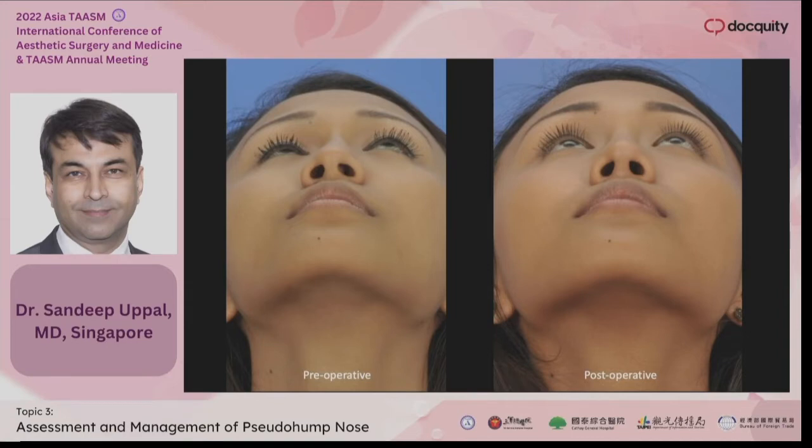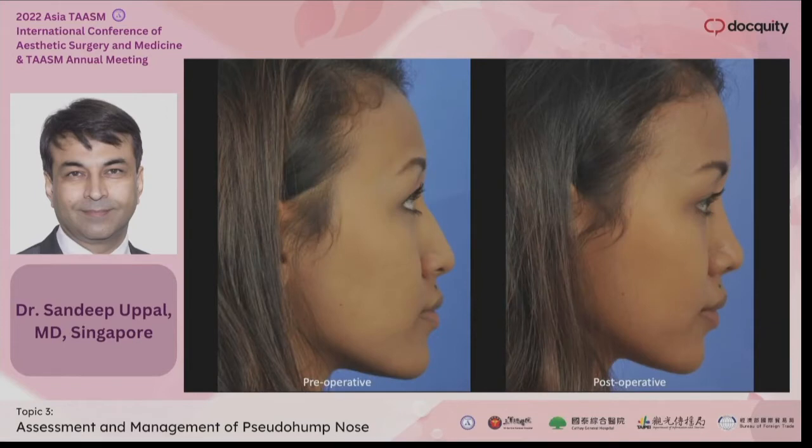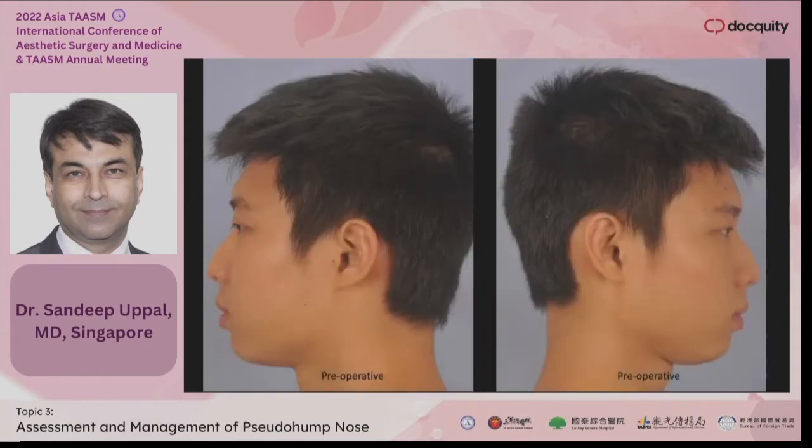You can see here that the tip projection has increased because of increase in height of the infratip lobule. The septum looks straight. The nose looks aesthetically more pleasing after surgery, and the tip is no longer under-rotated. The pseudohump has been addressed, and she has a nice supratip break, which she is happy about.